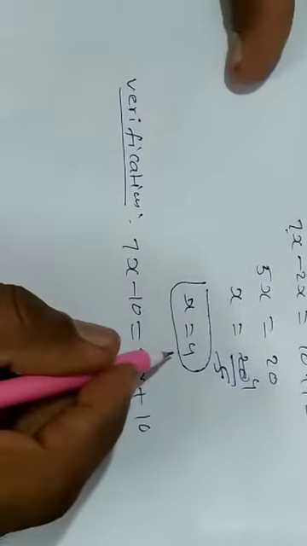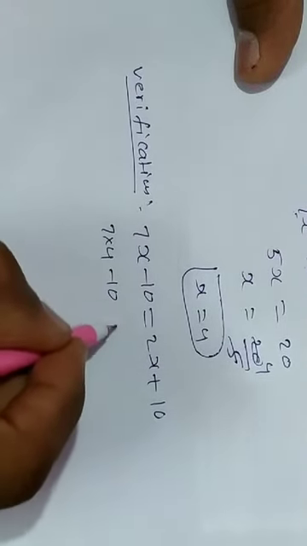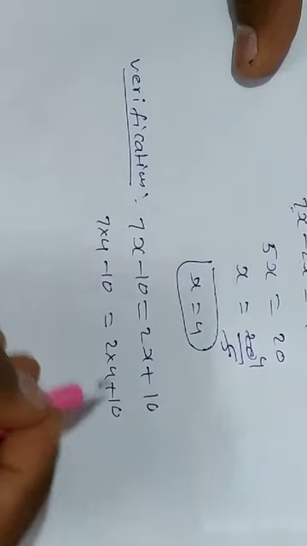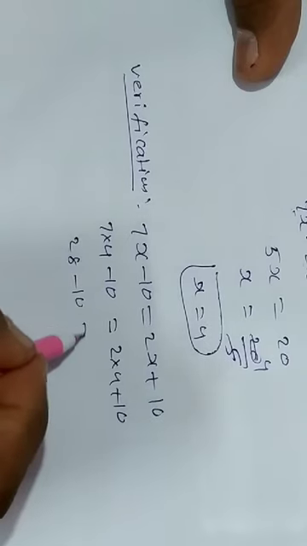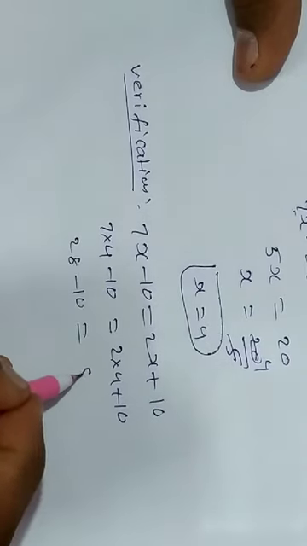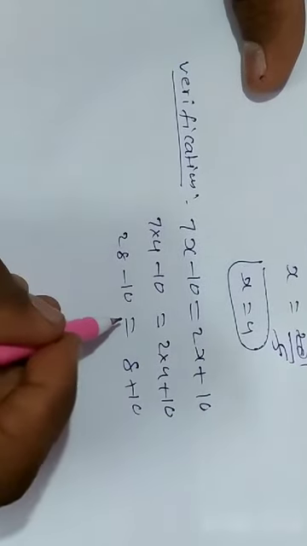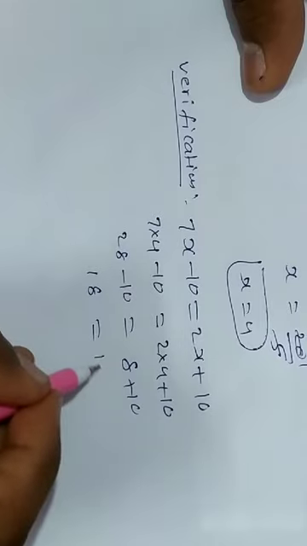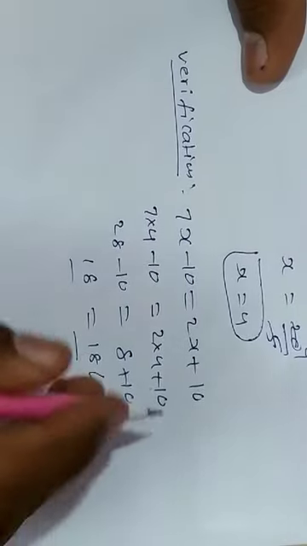So put x equal to 4. 7 into 4 minus 10 is equal to 2 into 4 plus 10. 7 fours are 28 minus 10 is equal to 2 fours are 8 plus 10. 28 minus 10, 18 is equal to 8 plus 10, 18. So LHS equal to RHS. It is verified. Okay. Yes.